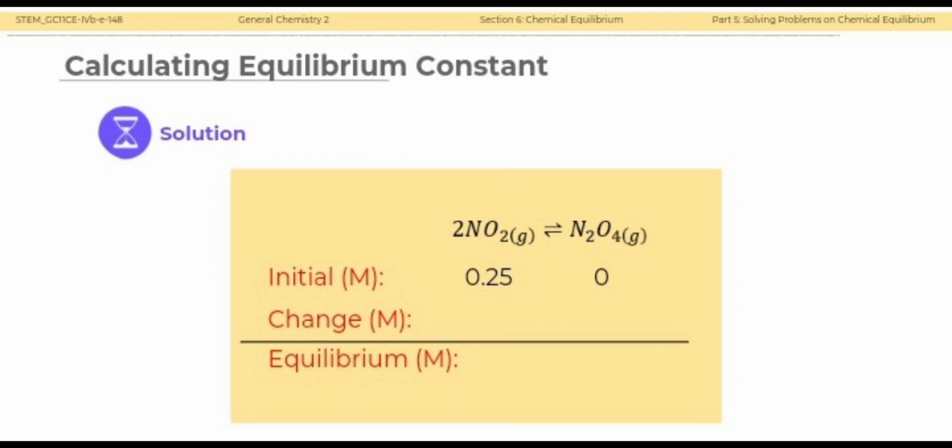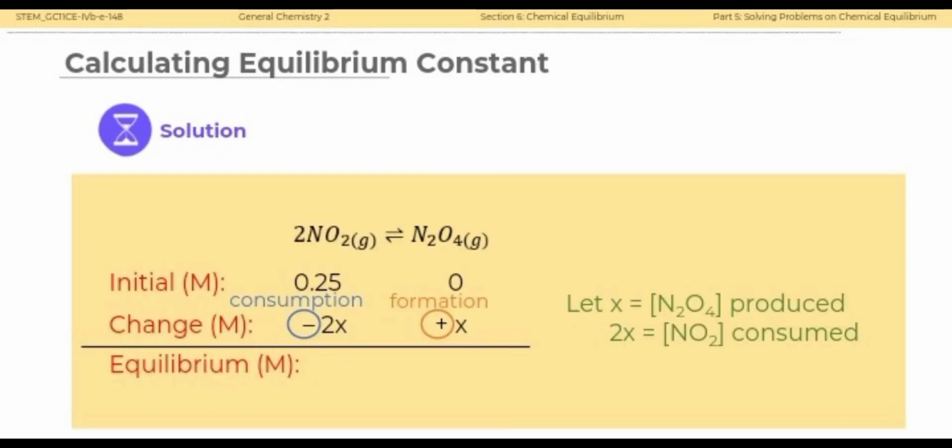Initially, the concentration of nitrogen dioxide is 0.25 molar, while there is 0 concentration of dinitrogen tetroxide. The reaction proceeds by producing dinitrogen tetroxide while consuming nitrogen dioxide. Let X be the concentration of dinitrogen tetroxide produced until equilibrium is reached. If X is the concentration of the product formed, 2X is the concentration of the reactant consumed. The coefficient 2 is based on the balanced chemical equation.